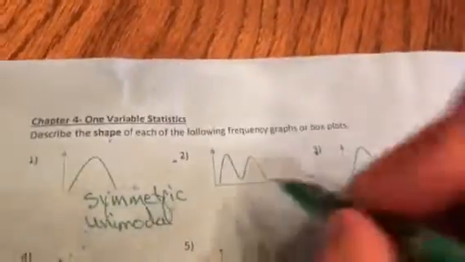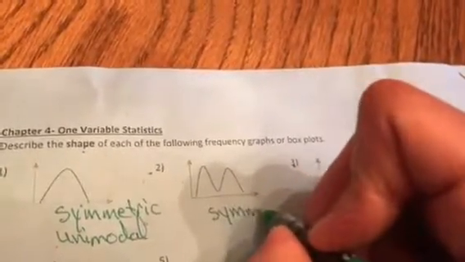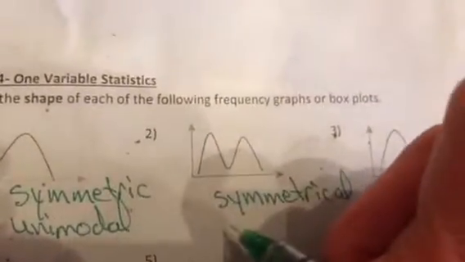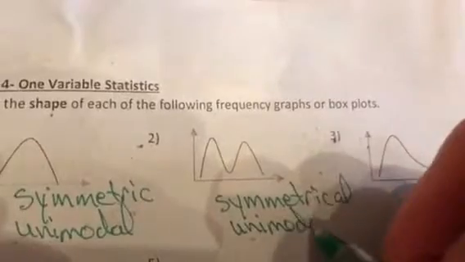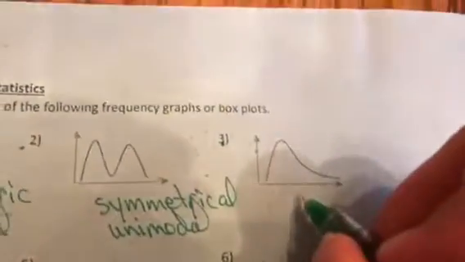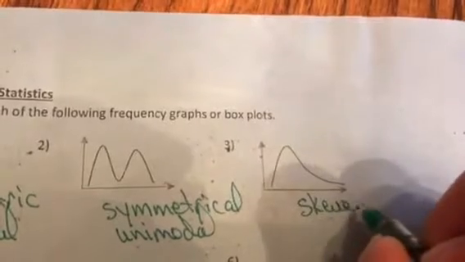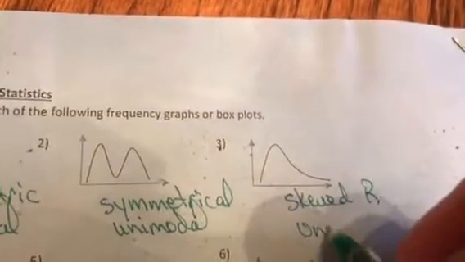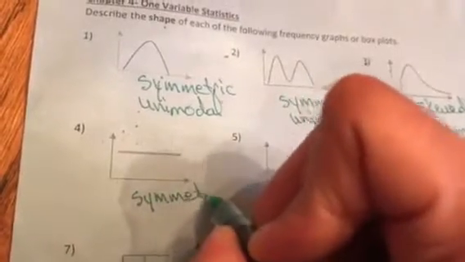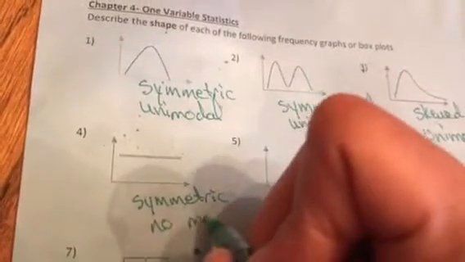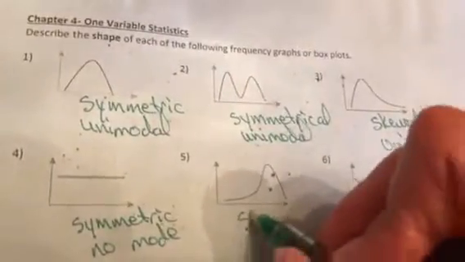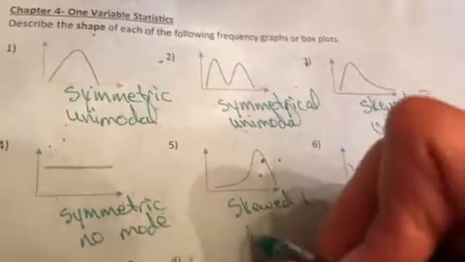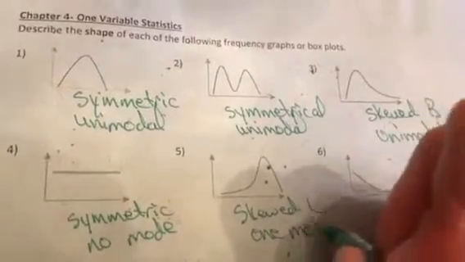This is also, although it's not perfect, more symmetric than it is anything else. But it's still just one mode, even though there's two high points, one is a little bit higher. And then this is skewed right, and it's unimodal. There's one mode. Okay? So this graph is symmetric. There is no mode. This one is skewed left and one mode, so you could say unimodal as well.